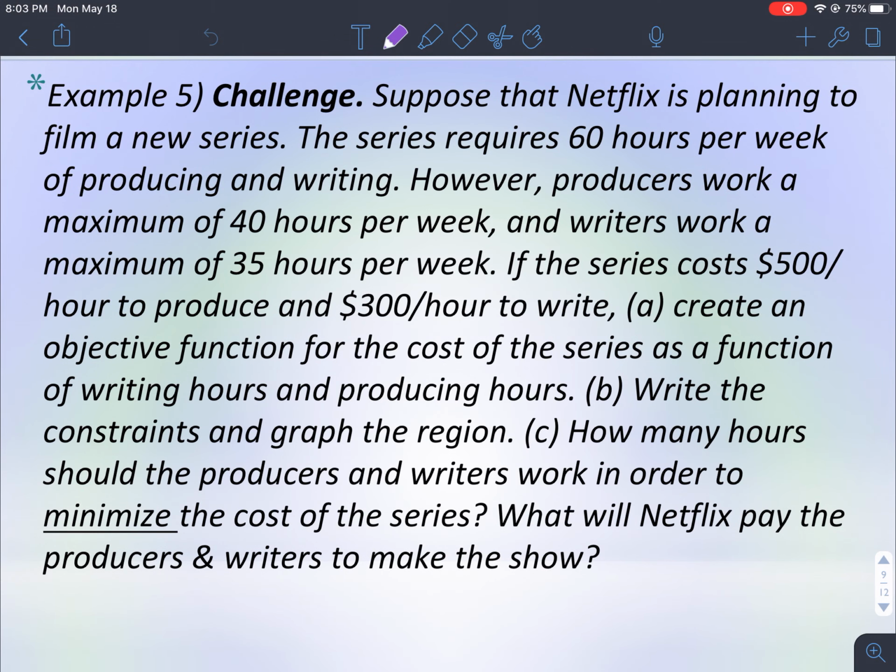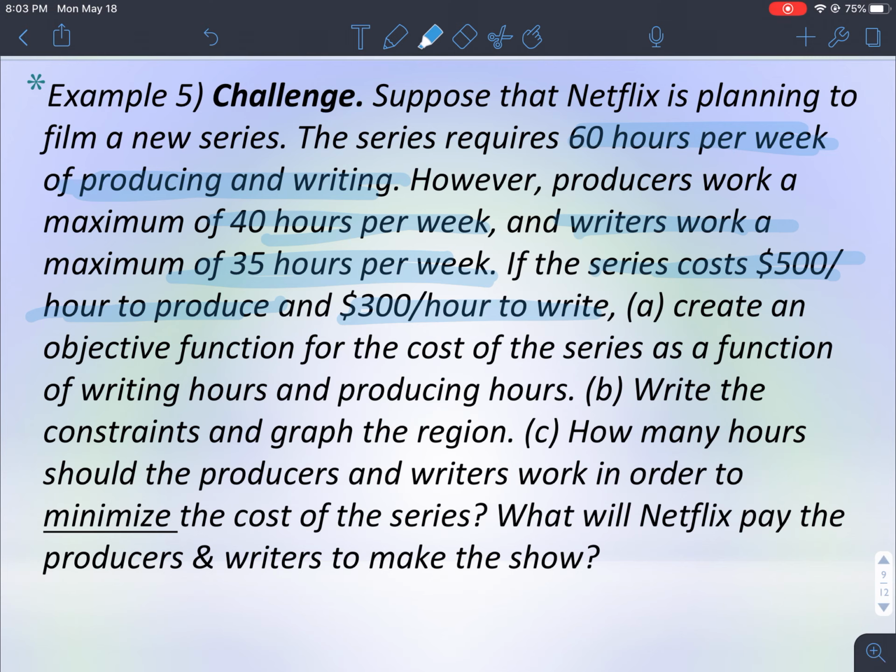There are many applications with linear programming. So here's one. Suppose that Netflix is planning to film a new series. The series requires 60 hours per week total of producing and writing combined. However, producers work a maximum of 40 hours per week. Writers work a maximum of 35 hours per week. The series costs $500 per hour to produce and $300 per hour to write.